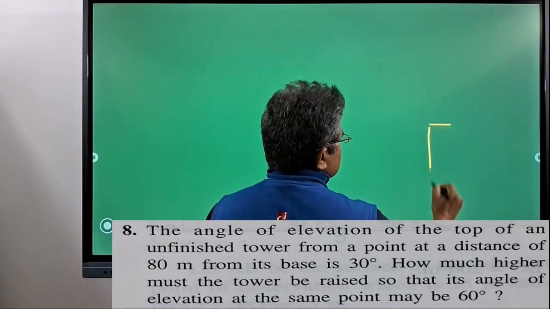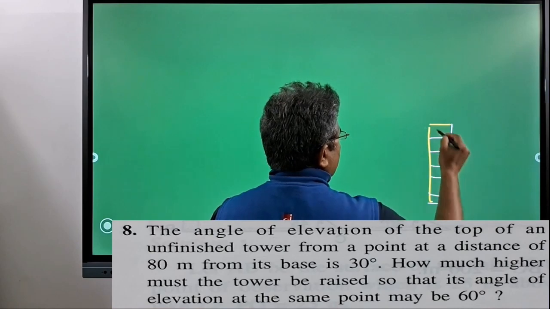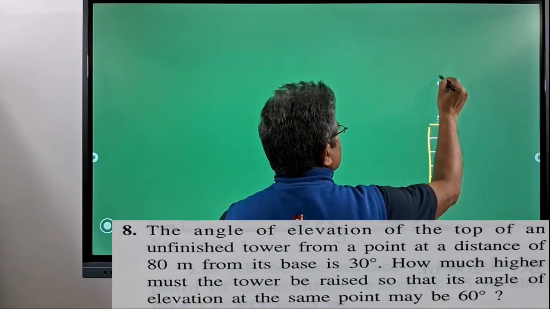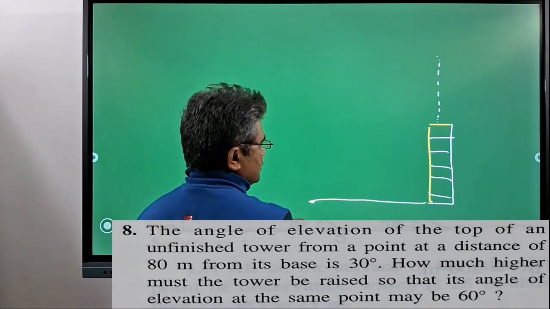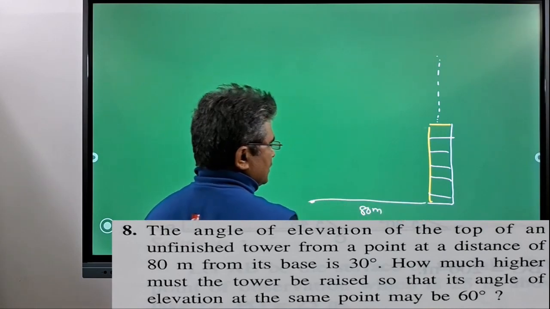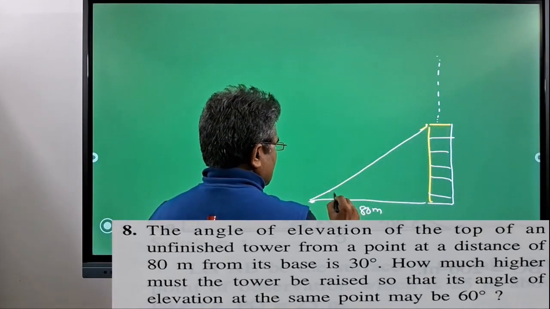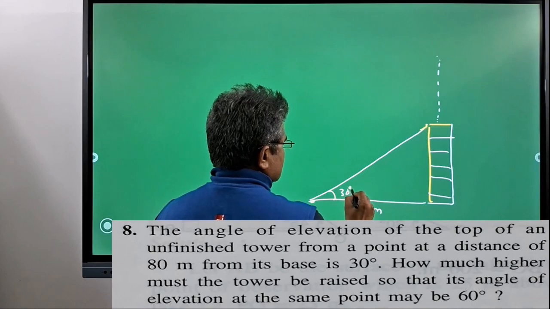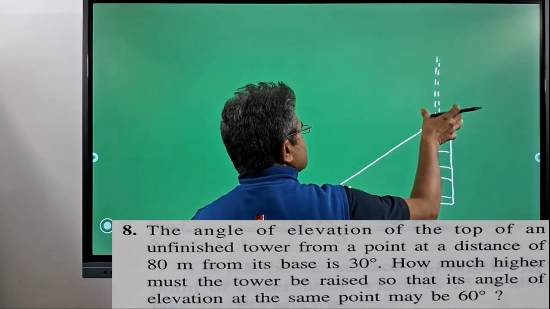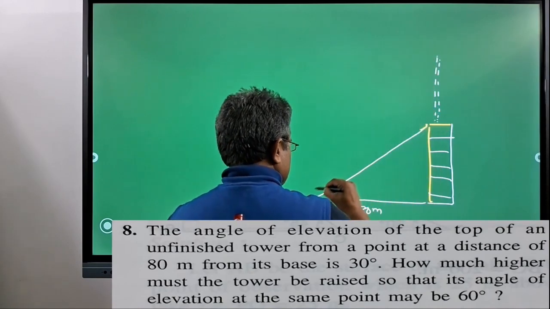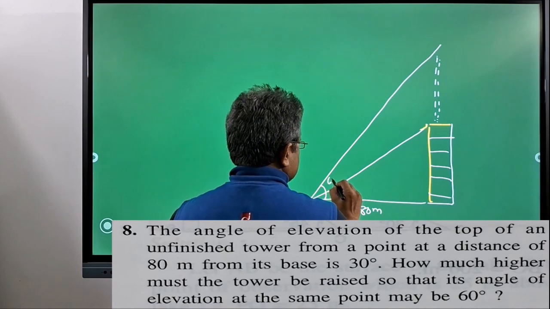So assume that this is the tower. This tower is finished, but the top part is not finished. A person observing from this point, which is 80 meters away from the foot of the tower, observed the finished part at an angle of 30 degrees, and how much height do we need to raise this building so that if you see the top of the tower, the total angle should be 60 degrees.